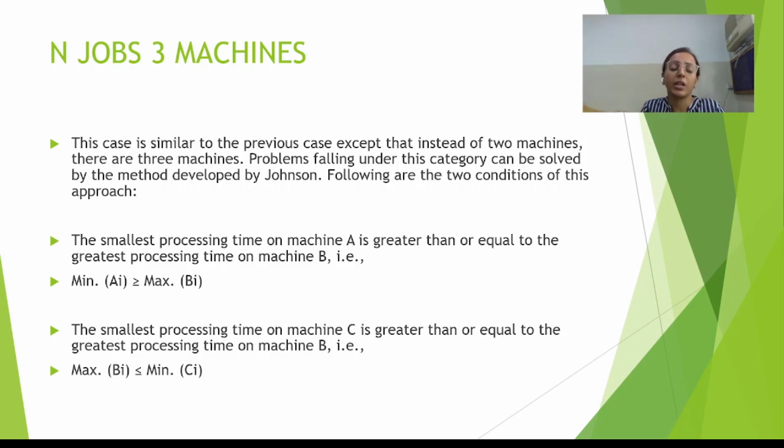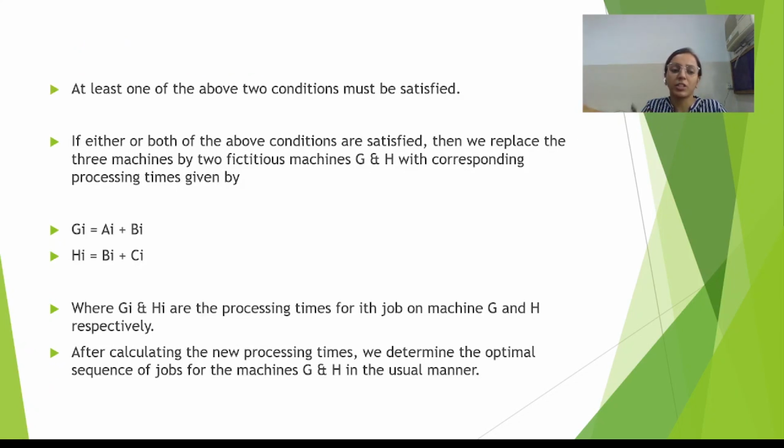If any of the conditions is satisfied, then we convert these 3 machines, that is machine A, B, C, into 2 machines. When this is followed, we create 2 fictitious machines, which we have taken in this example as G and H. In G, we add the processing times of machine A and B together, and for H, we add the processing times of machine B and C.